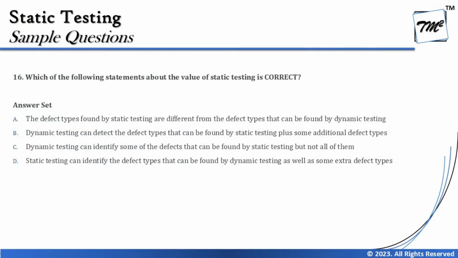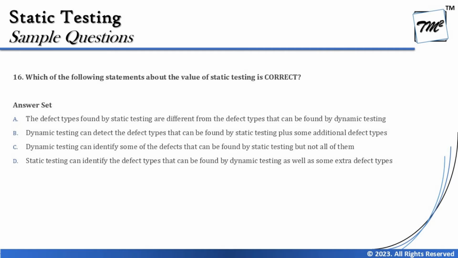So if I look at this statement once again, it says that the defect types found by static testing are different from defect types that can be found by dynamic testing. Looks absolutely right, but let's cross-check with options B, C and D. B says dynamic testing can detect the defect types that can be found by static testing plus some additional defect types.